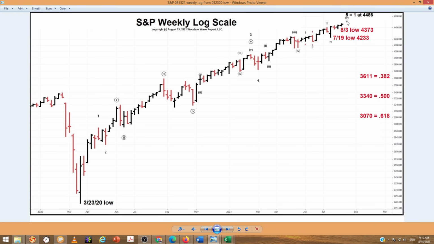You can see we got 3 degrees of trend for 5th waves. If this thing tops at 44.86, there's our retracement levels of this 5-wave advance. Okay, we got 36.11, 33.40, and 30.70. If this is a retracement of a larger degree, we'll get into that. But first things first, we need this break, then we're going to look at those targets there.